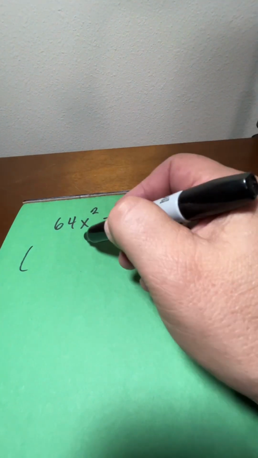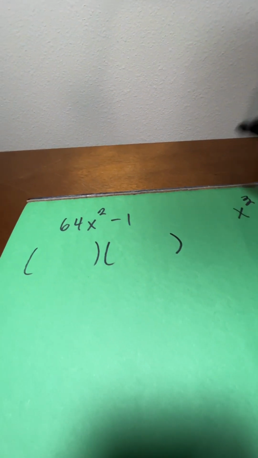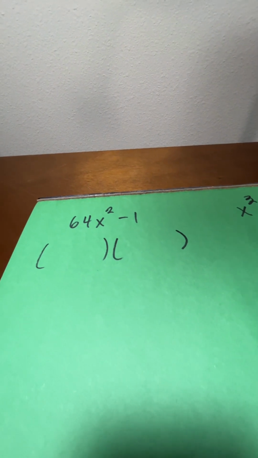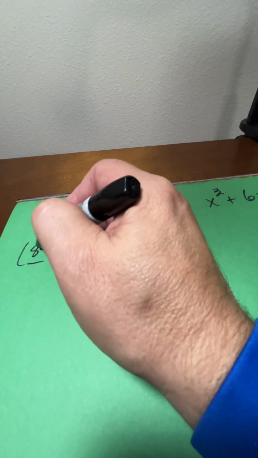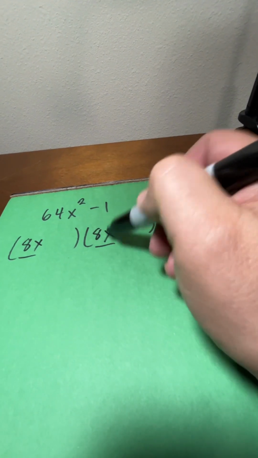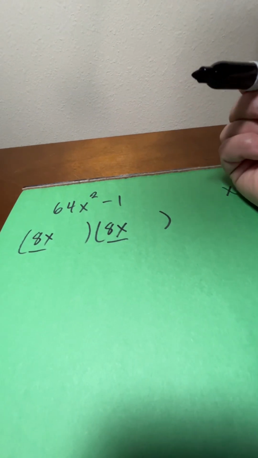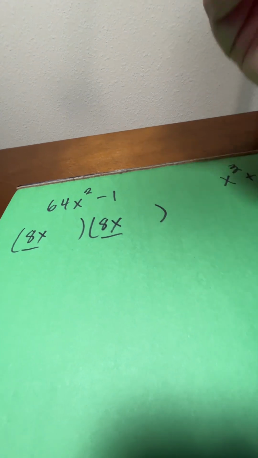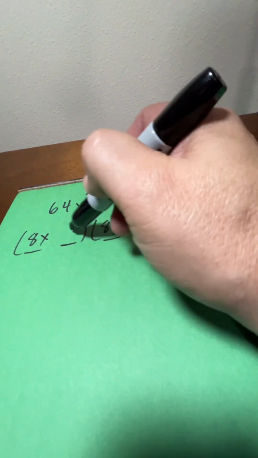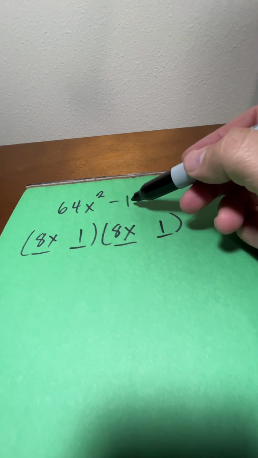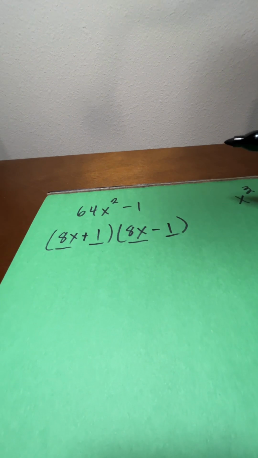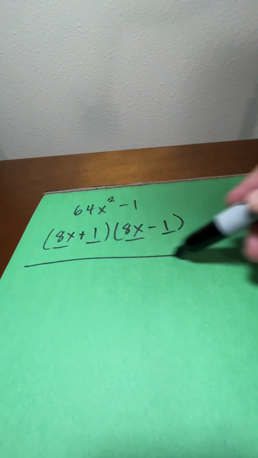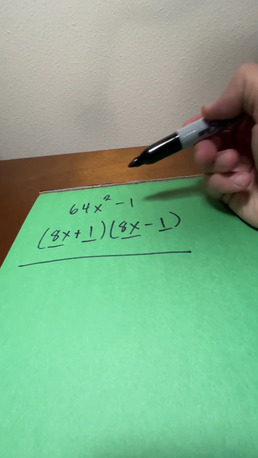So once I determine that they're both perfect squares and it's a subtraction problem and it's just two terms, I put down two sets of parentheses like this. In the first blank, I'm going to put down what is it times itself that equals 64x squared, and that's 8x times 8x. In the second blank, I'm going to put down what is it times itself that equals 1, and that's 1 times 1. And then one of these gets an addition sign and one gets a subtraction sign, and that is how you factor 64x squared minus 1.